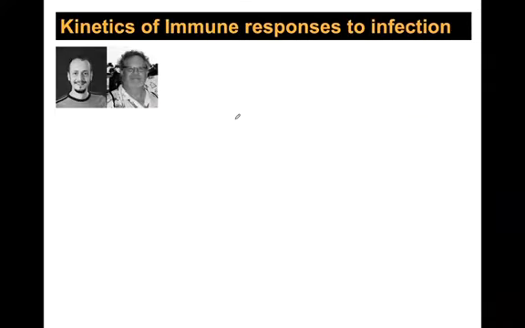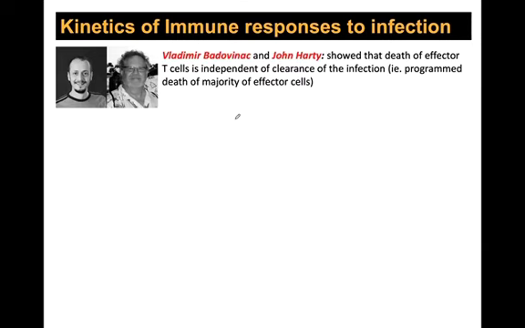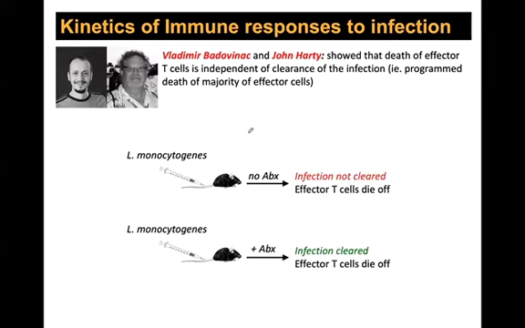And so that was really discovered by Vladimir Badovinac and John Harty at University of Iowa. And they showed that the death of the effector cells is independent of clearance of the infection. Susan Kaech and Rafi Ahmed did similar studies when they were looking for memory precursors, but that is a pre-programmed death, because if you don't shut that T cell response off, the host will die because it's just too potent. The way that Vladimir and John did it was they would use antibiotics.